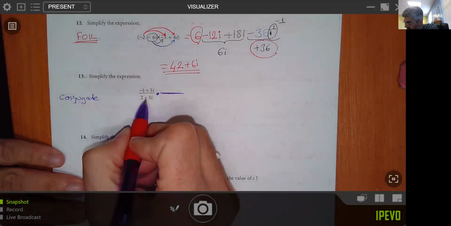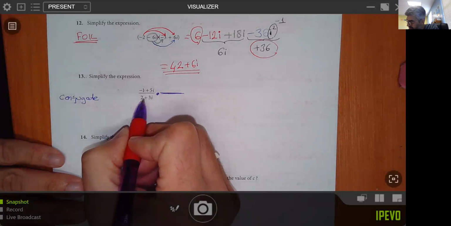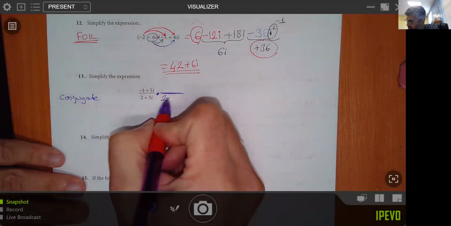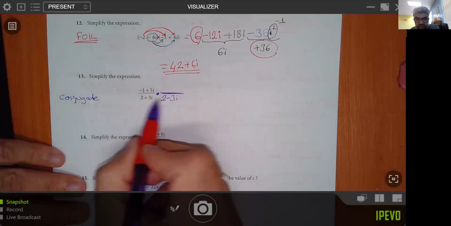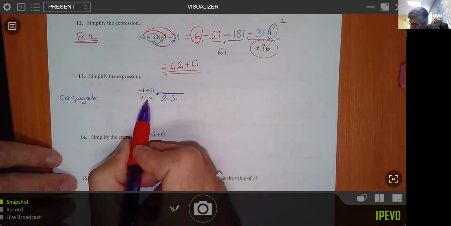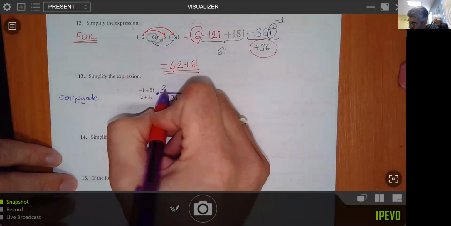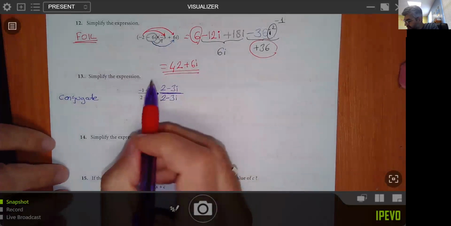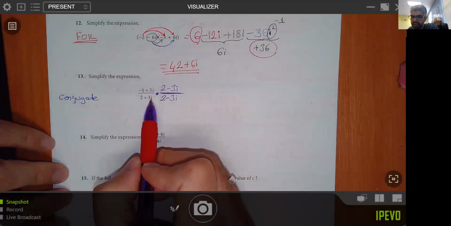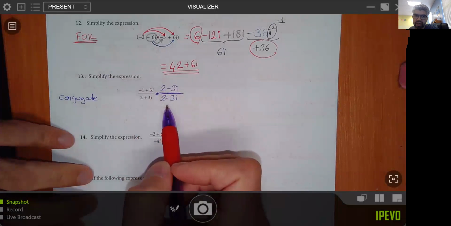Conjugate is the opposite of the imaginary part we take. So it's 2 plus 3i. The conjugate will be 2 minus 3i. Always, the conjugate of the denominator we are taking, okay? And we multiply both of them by that. Why do we do that? What is the purpose here? Because we don't want i in the denominator. And with this multiplication, we will get rid of i in the denominator. It will be the simple form.